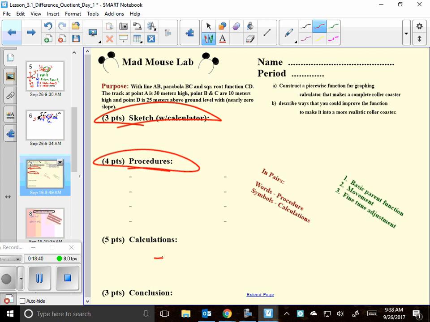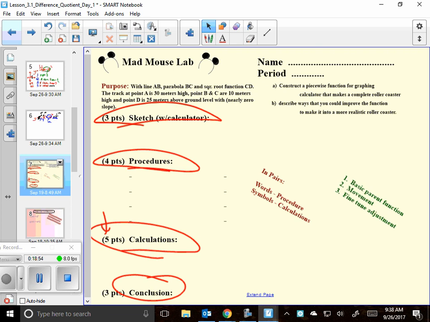Calculations is always worth more points because that's where you actually grind out the math of, okay, here's how I got this equation for the middle of my roller coaster. And the conclusion is, okay, here is my roller coaster, and reflections. Remember, there's always 3. If you don't have 3 reflections, you're going to automatically lose points.